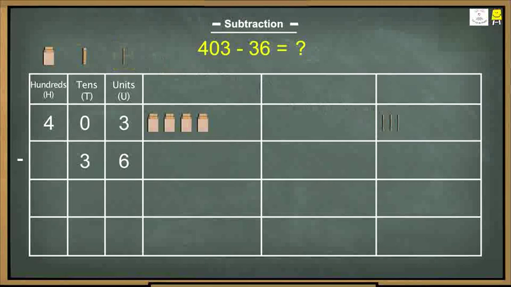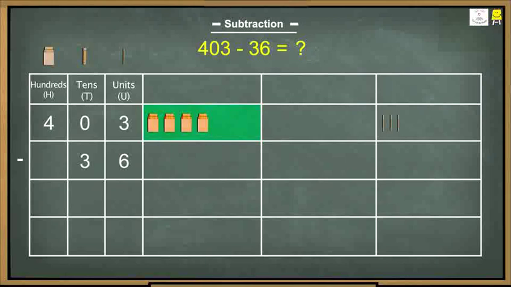Beginning with the units, we need to subtract 6 units from 3 units. Obviously, we can't do that. So what should we do? Like we did in the earlier problem, we should borrow units from the tens column. But look, there are no tens either. So now, what do we need to do? We need to go further and borrow from the hundreds column.